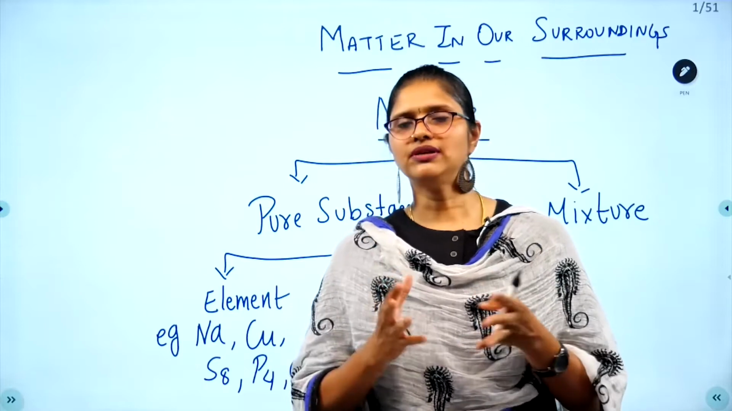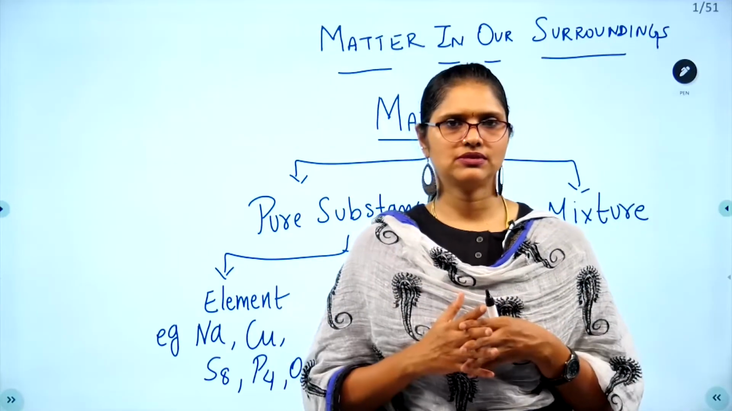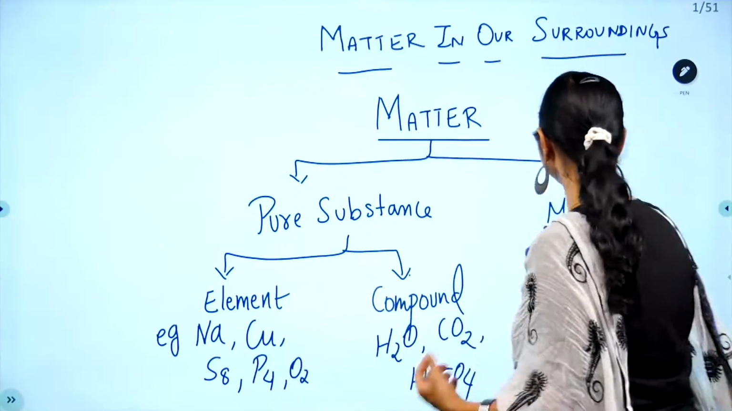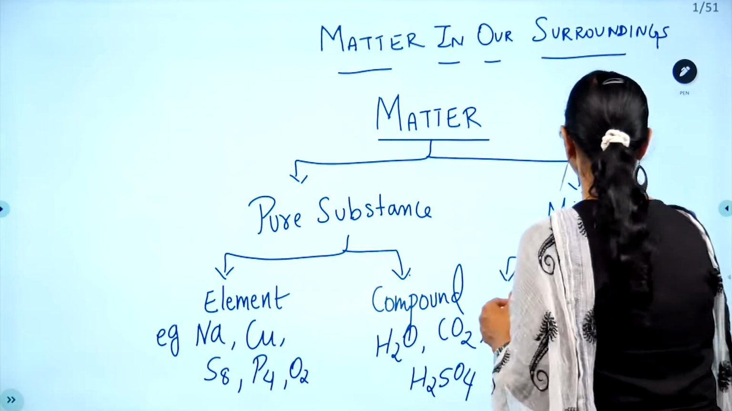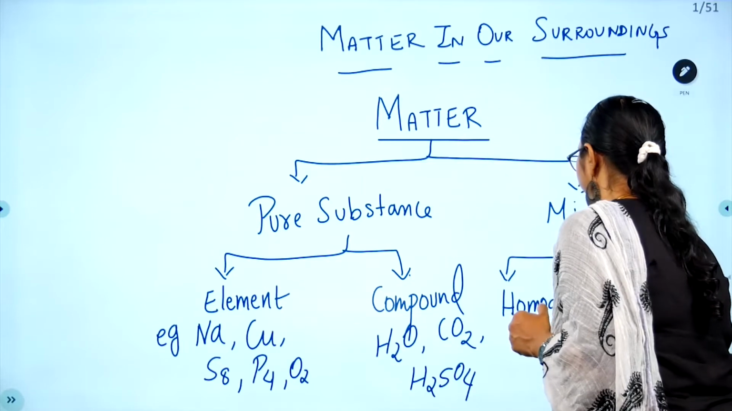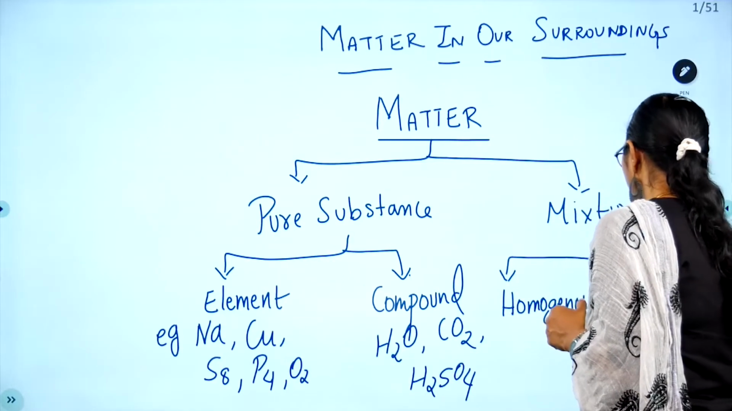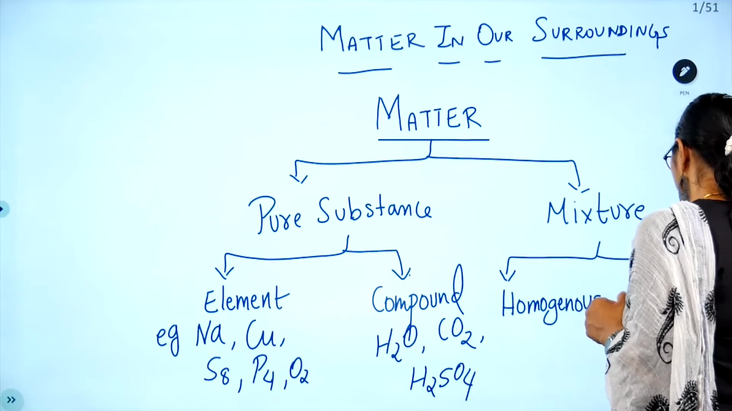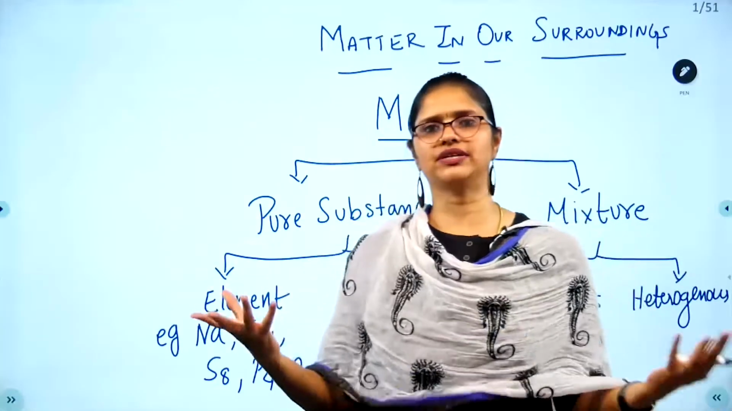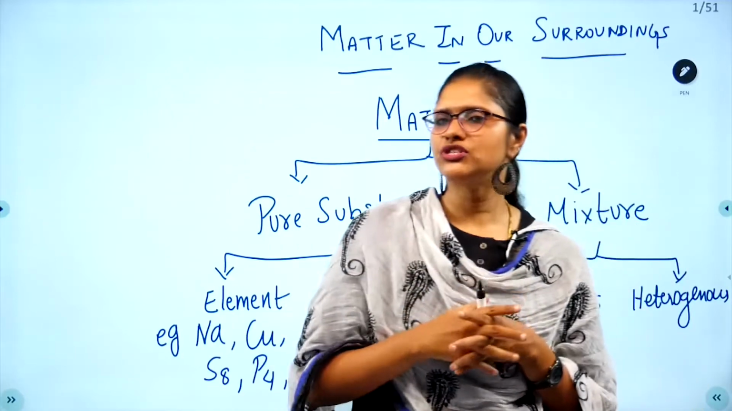So, the mixture is classified into 2 types. One is homogeneous, another one is heterogeneous. Okay? So, now let us see. Mixture is classified into homogeneous. Another one, heterogeneous. Homogeneous, heterogeneous. So, what is the meaning of homo? Means same. What is hetero? Means different. Okay. So, what is a homogeneous mixture?